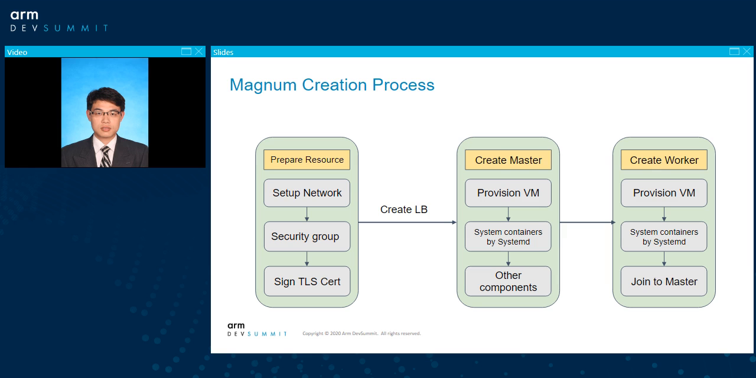After that, we do the same things at the worker node to launch the kube proxy and also the kubelet. Then we can let the worker node join the master. After that, we have a Kubernetes cluster.